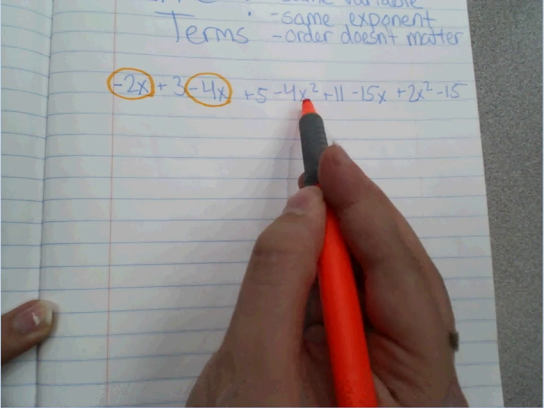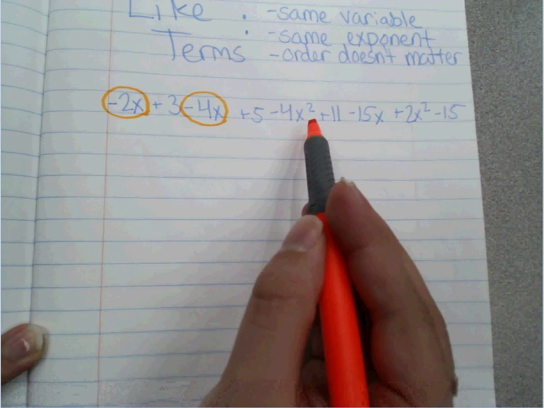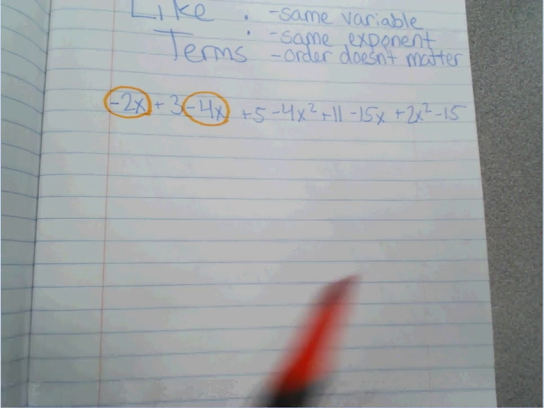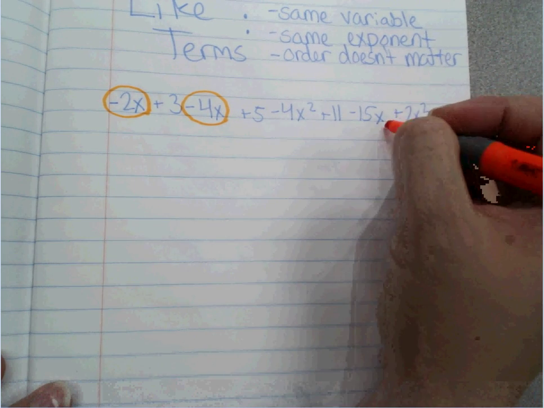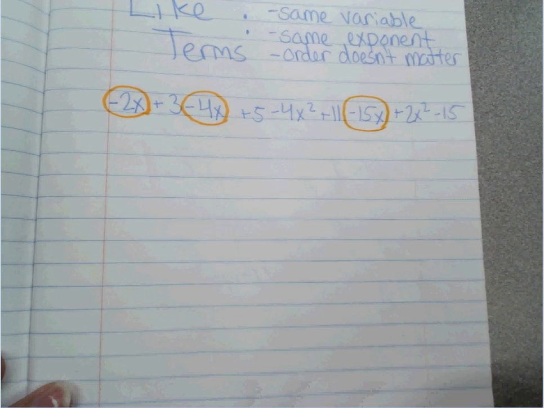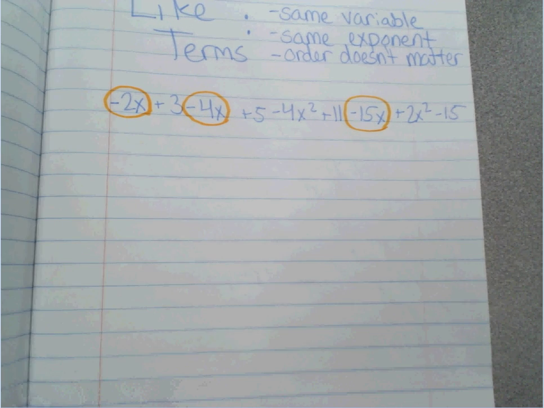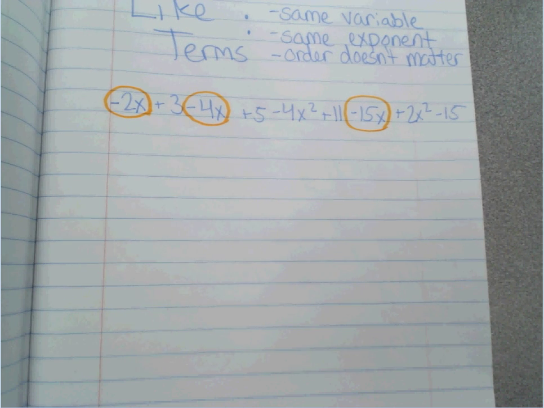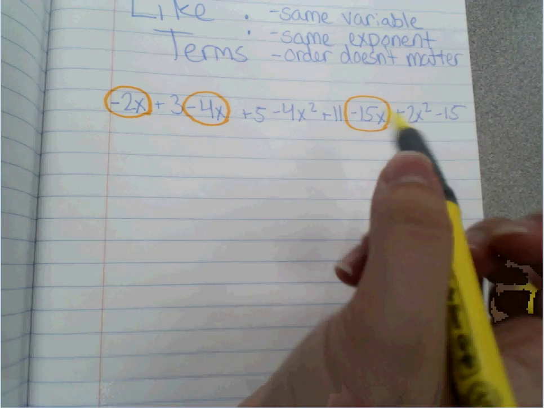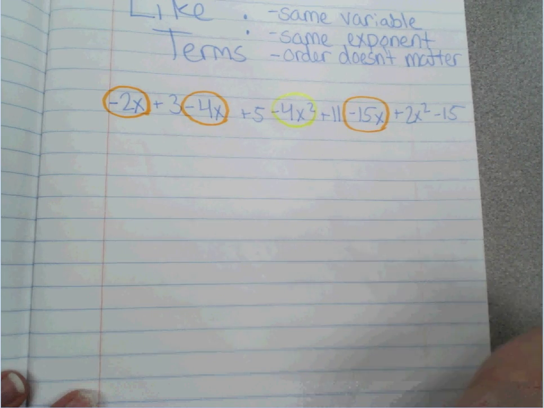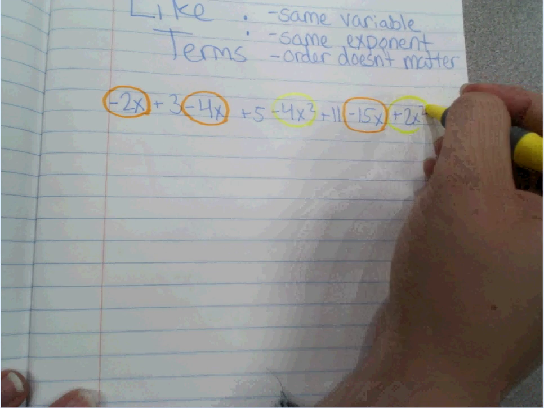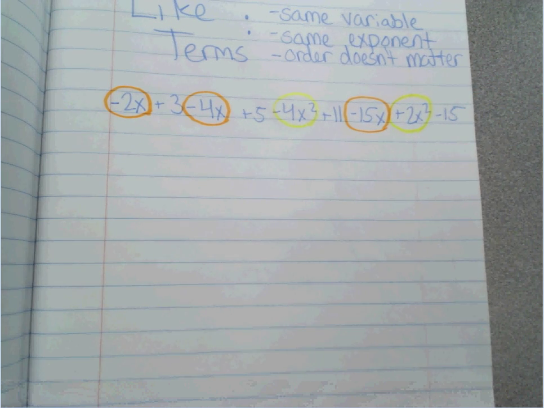This one has an x, but it also has a 2 as the exponent, so they're not the same, they're not like terms. This one has an x, so this one goes with all the other x's, and those are the only ones that just have an x in front. Now if we go back to this one with the x squared, that's its own thing, keep the negative with it. And then we also have this positive 2x squared.